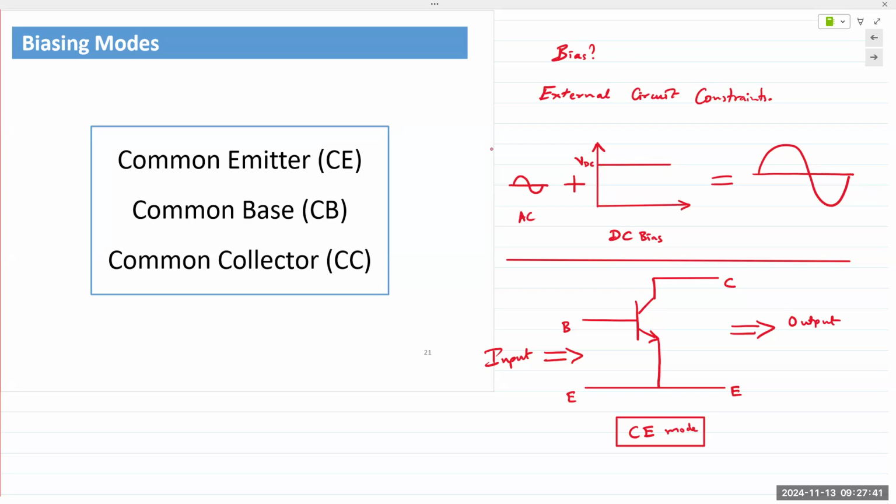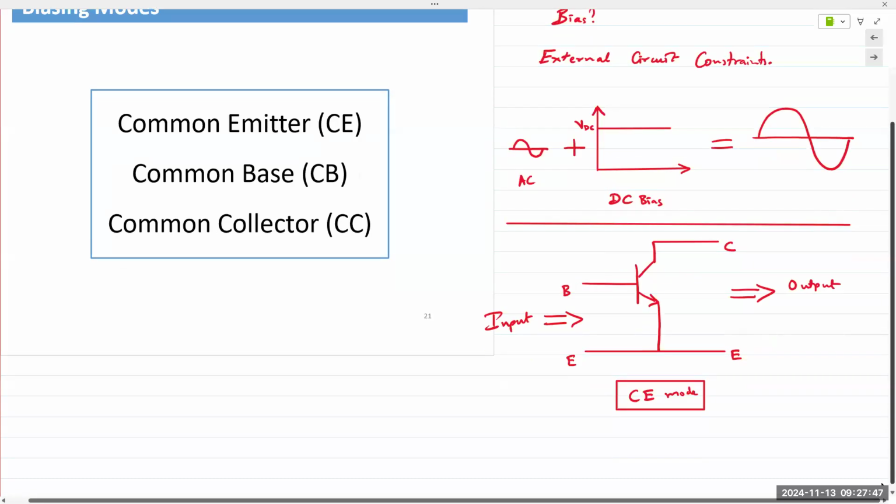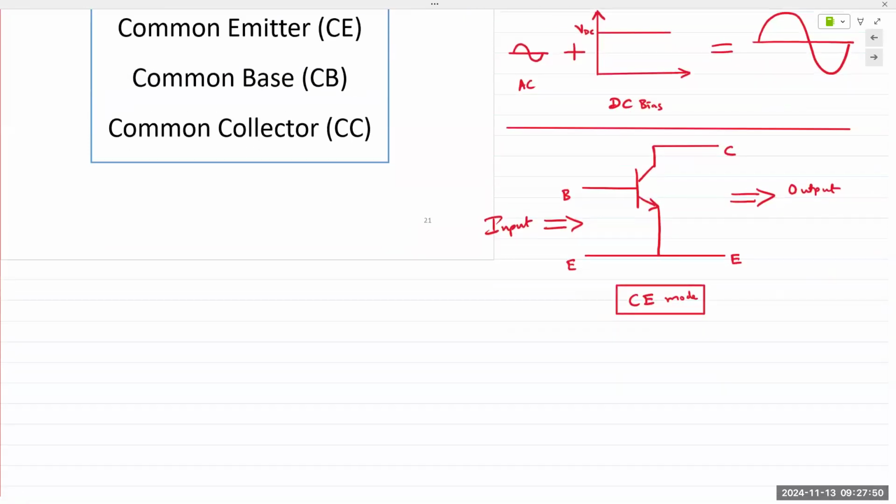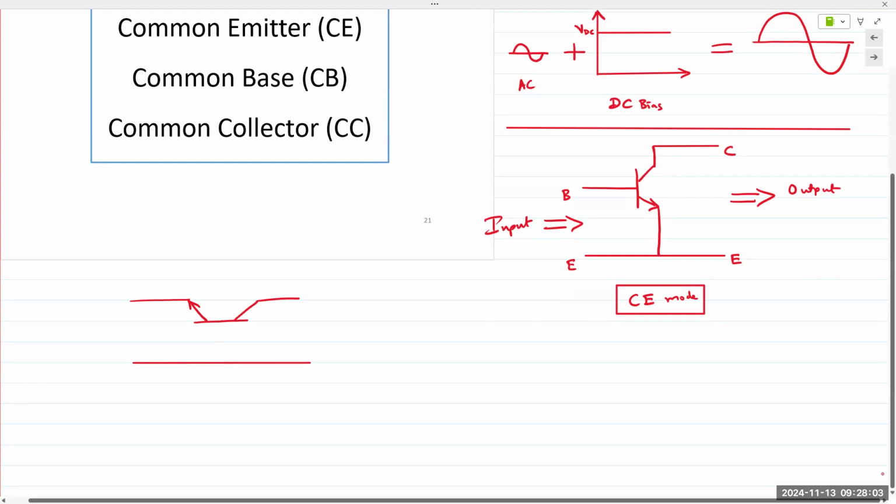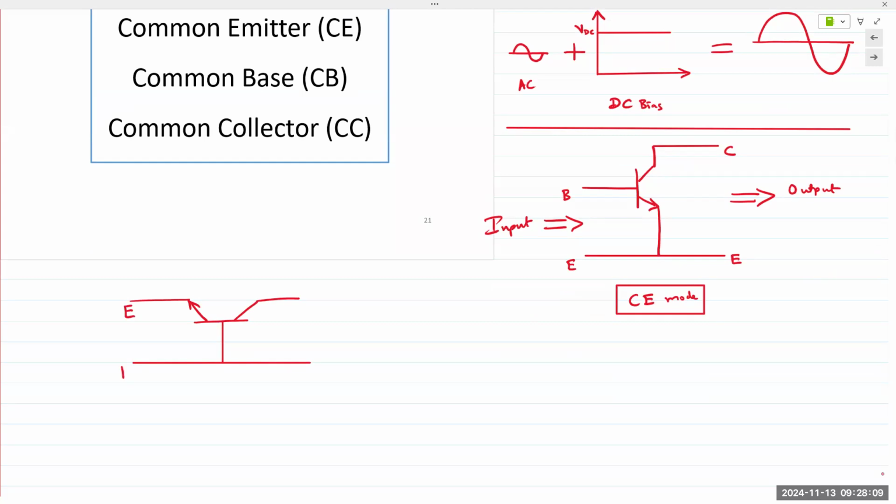Common base, as the name suggests, has the base terminal common to the input as well as the output. And so that would look something like this. Emitter and base at the input, and then collector and base at the output.